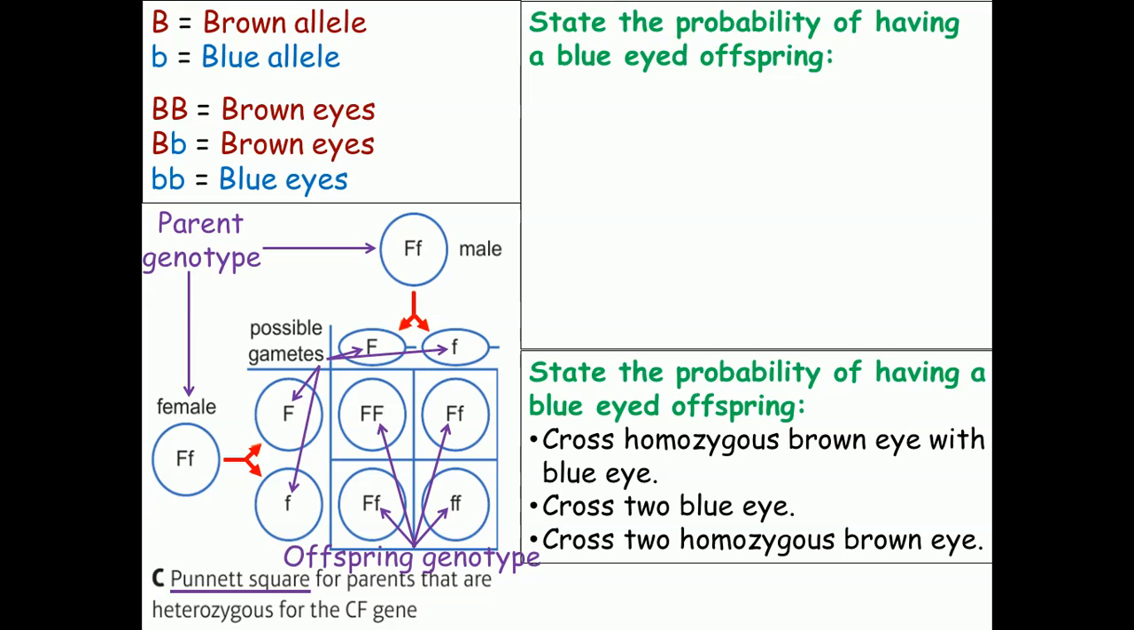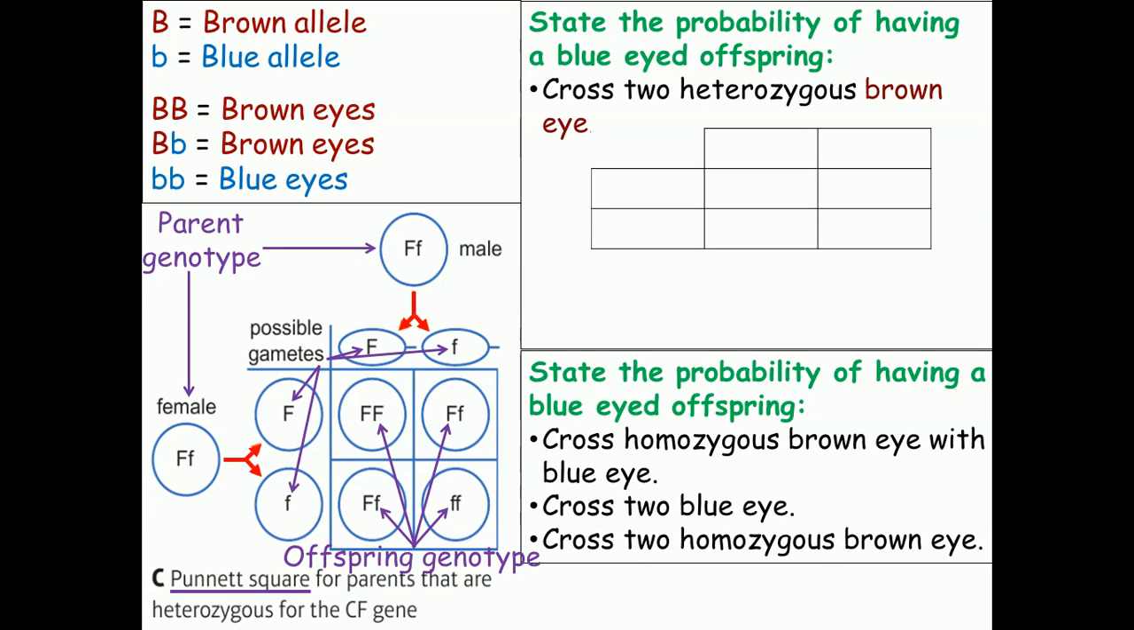So if we do an example, state the probability of having a blue-eyed offspring if you cross 2 heterozygous brown-eyed people. So first we draw our Punnett square, and then one of the people is heterozygous, so that means that they're capital B lowercase b. They're heterozygous, so that means that they have 2 alleles that are different, and so we write the 2 alleles separately because only one of the alleles can be passed on to the offspring.